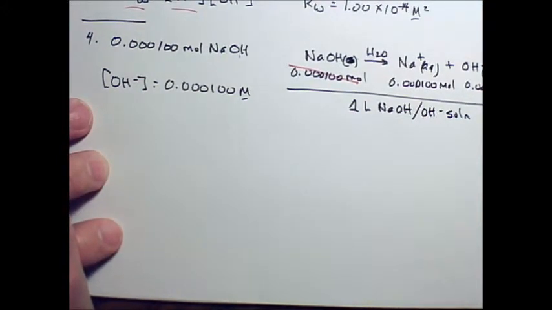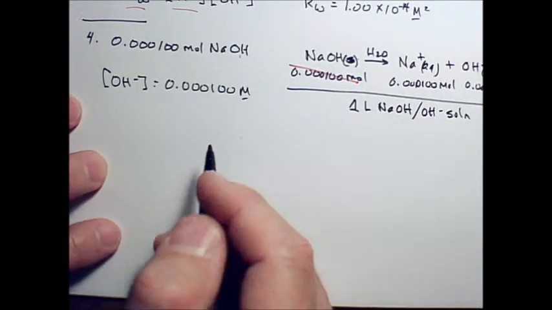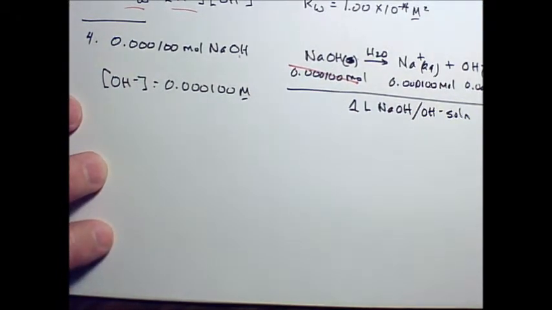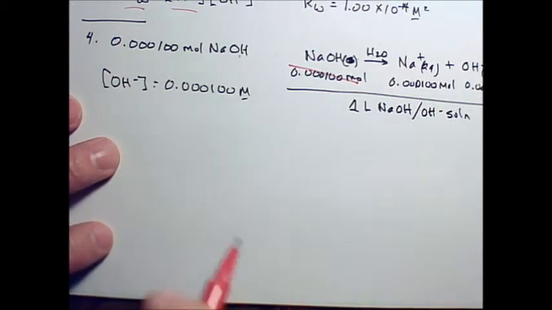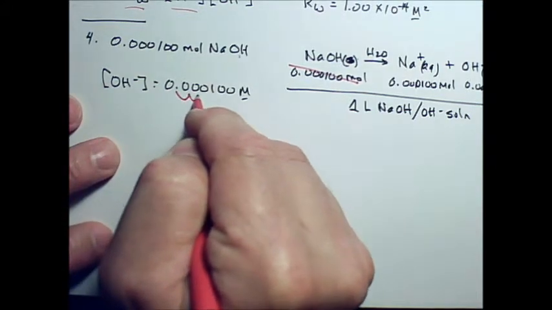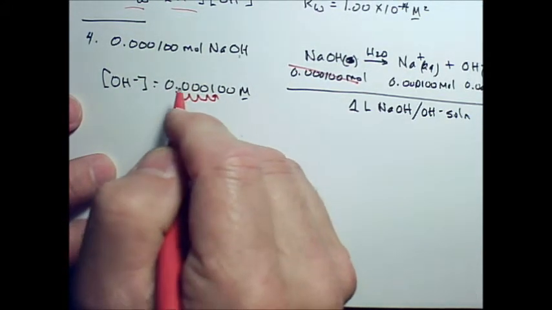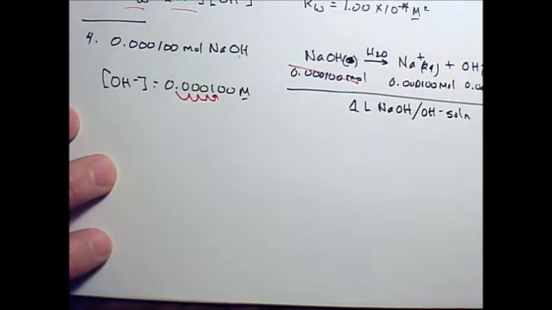Which means the pOH is 4, which means the pH is 10, which means the hydrogen ion concentration is 10 to the -10. What was the hydrogen ion concentration? 10 to the -10. I thought the hydrogen ion concentration and the pH were the same. No, pH is the negative logarithm of the hydrogen ion concentration.